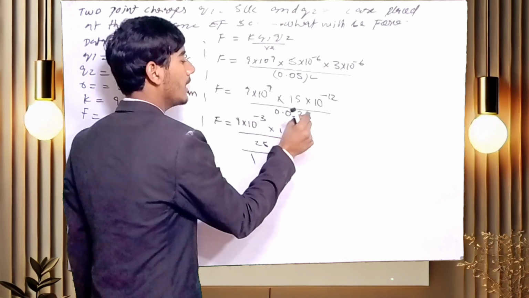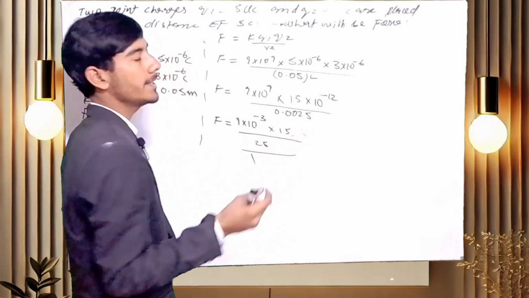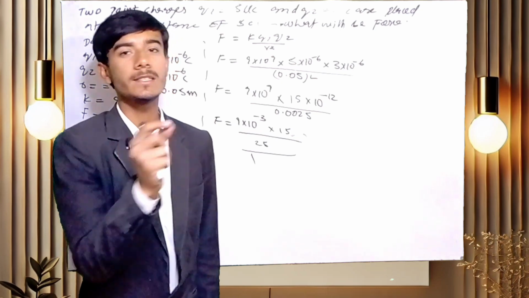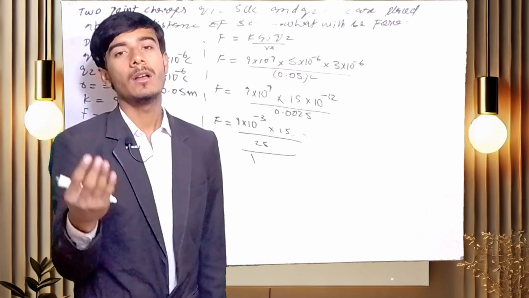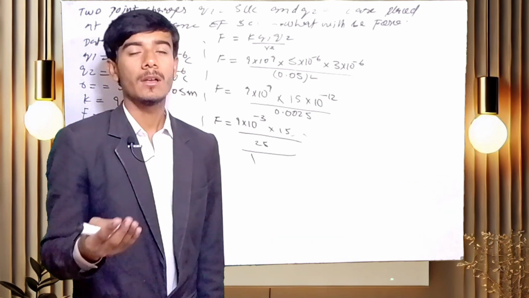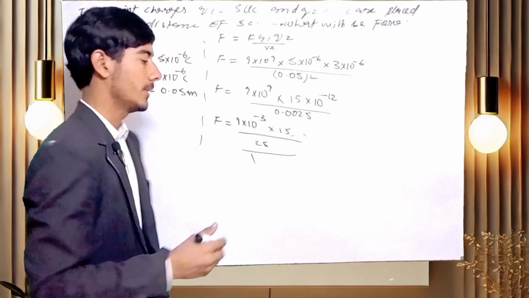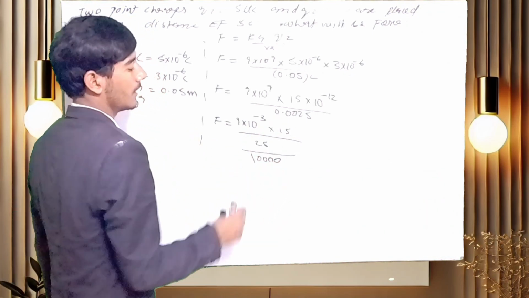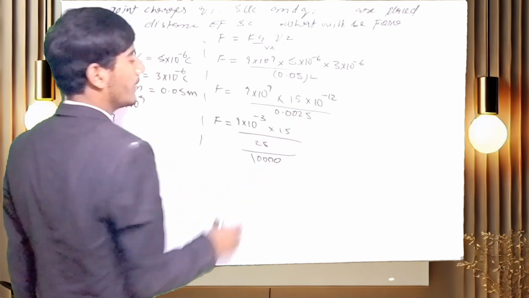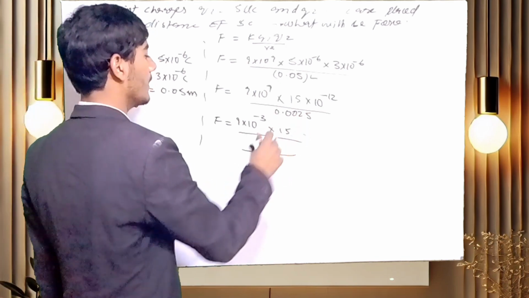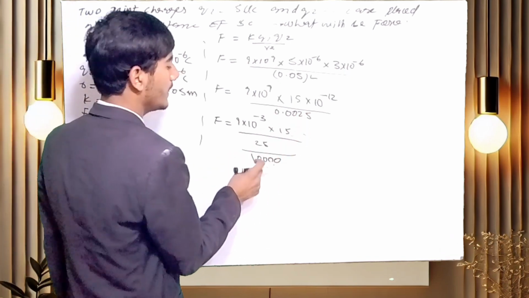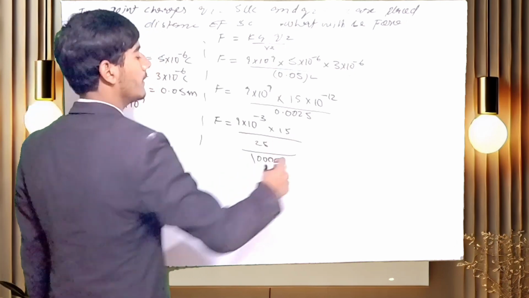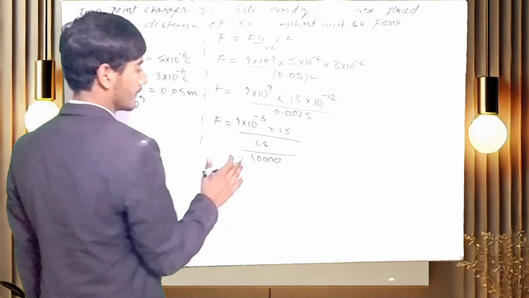1, 2, 3, 4. So I will write zeros for the digits. How many digits are available? 4 digits are available. For the 4 digits I will write the zeros, so 4 zeros: 10000. Now this is converted into the proper fraction. Now I am converting this because it is dividing, so it will be converted into multiplication.